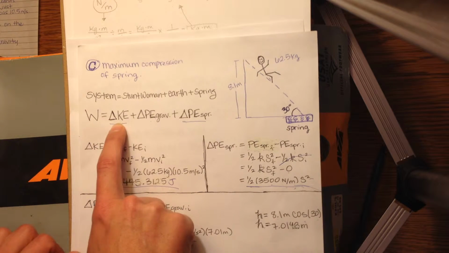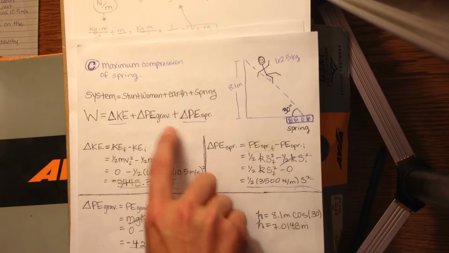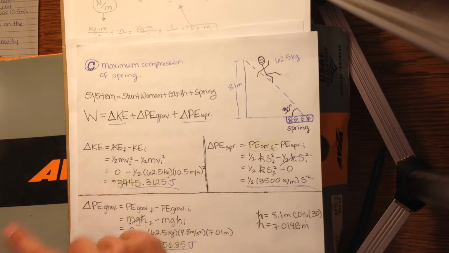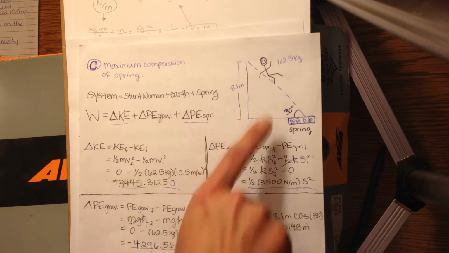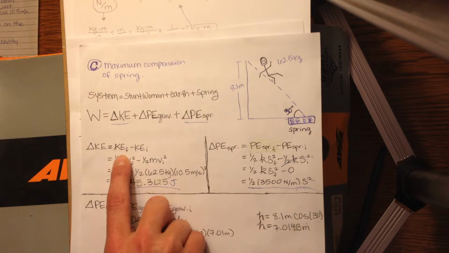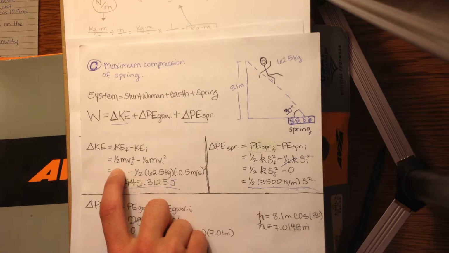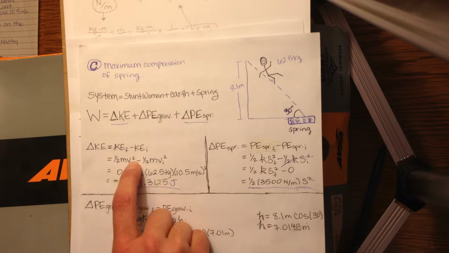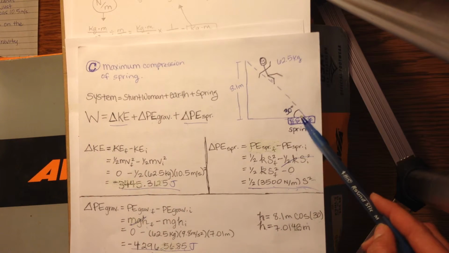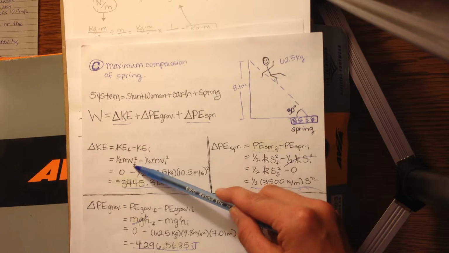W equals the change in kinetic energy plus the change in potential gravitational energy plus the change in potential spring energy. Now in part A and B we found this and this, but it was for when she was falling straight down. So let's do it again. The change in kinetic energy is going to be the final kinetic energy minus the initial, and we know that our kinetic energy is found by 1/2 mv squared, mass times velocity squared. And at the final position, the lady has no velocity. She's stopped. She's on the ground. So this is going to be 0.